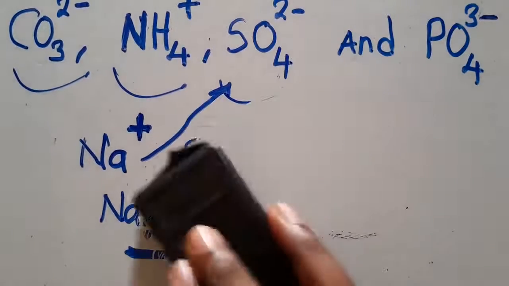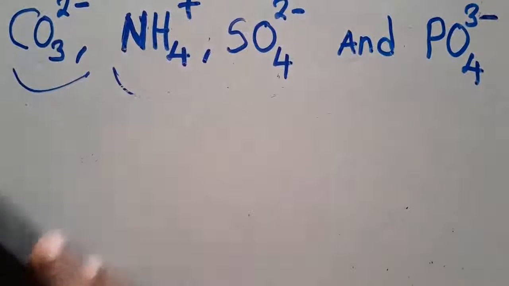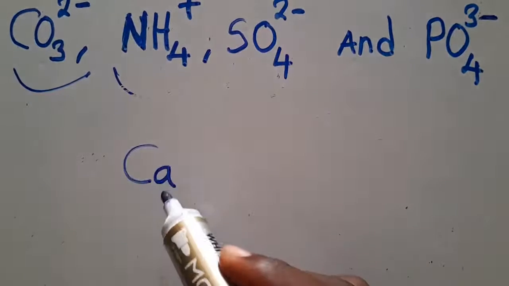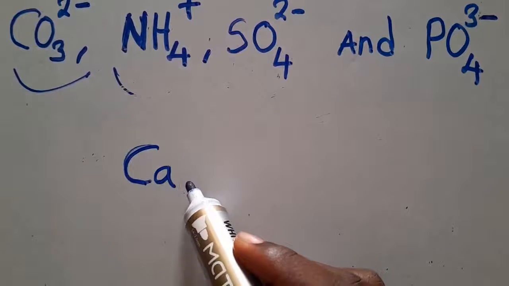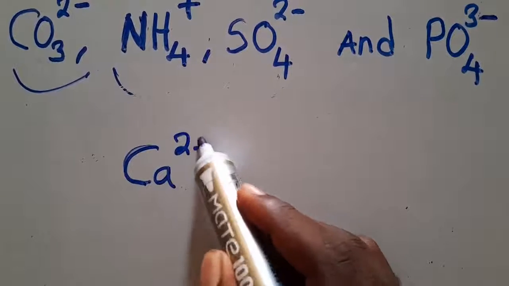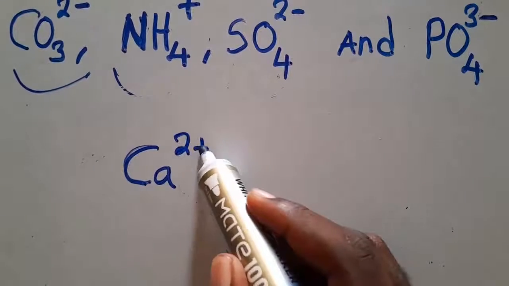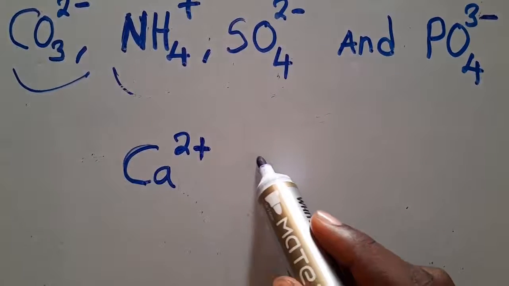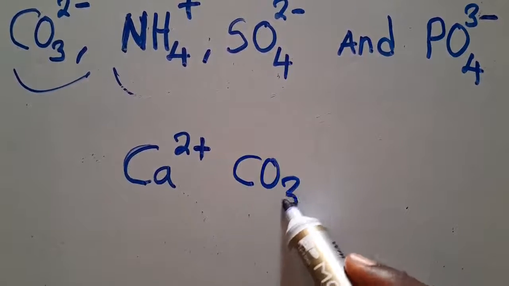But in a case where you've got calcium, we know that calcium is from group 2, which means that the valence is 2. For calcium to be stable, it must lose 2 electrons. So we know that when an element loses electrons, it attracts a positive charge. So it's 2 plus.